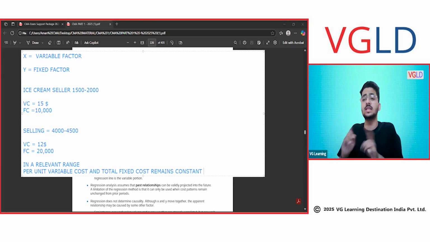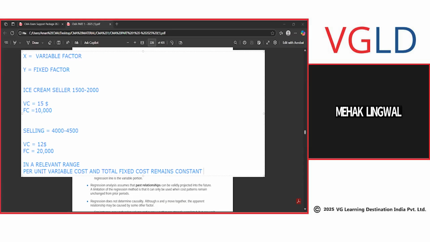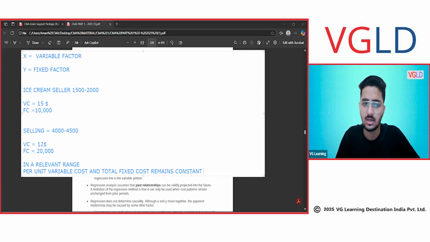But once I cross this range, there is a possibility that my per unit variable cost increases or decreases. My total fixed cost also increases or decreases. Clear? Got it, everyone? Not understood, sir. Sorry, Mehak. Sir, not understood properly.